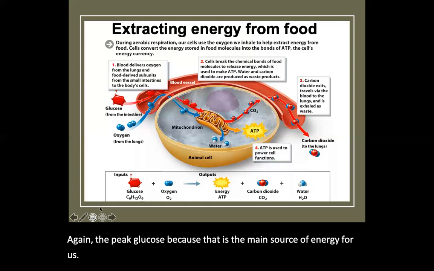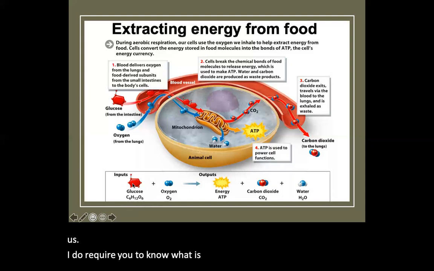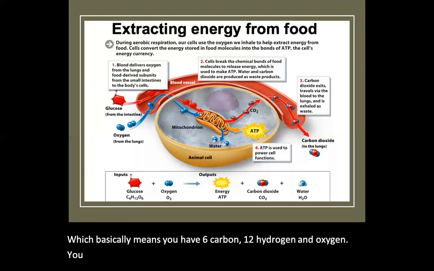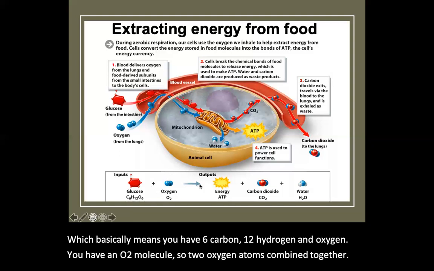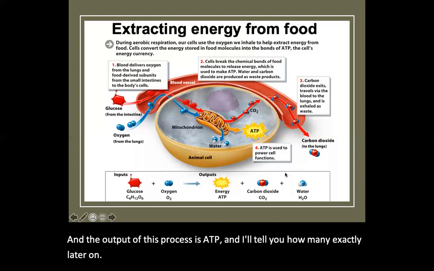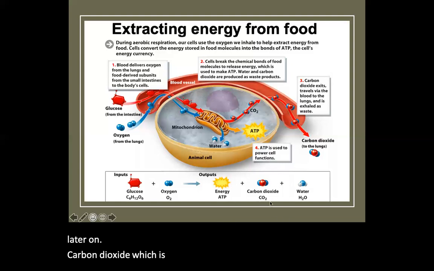I do require you to know the actual equation for glucose. It's C6H12O6, which basically means you have 6 carbon, 12 hydrogen, and 6 oxygen. You have an O2 molecule, so 2 oxygen atoms combined together. And the output of this process is ATP, and I'll tell you how many exactly later on. Carbon dioxide, which is also CO2, and then water, which is your H2O.